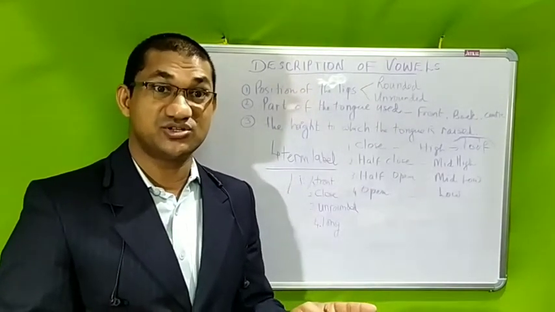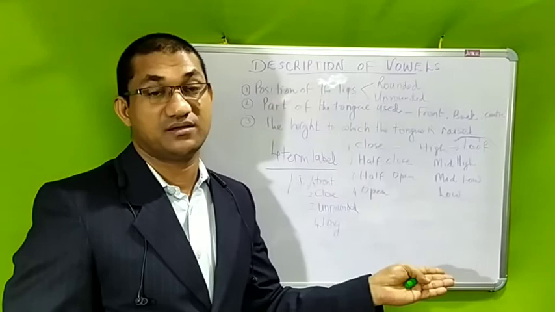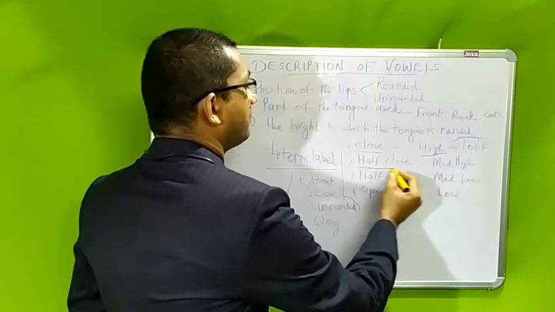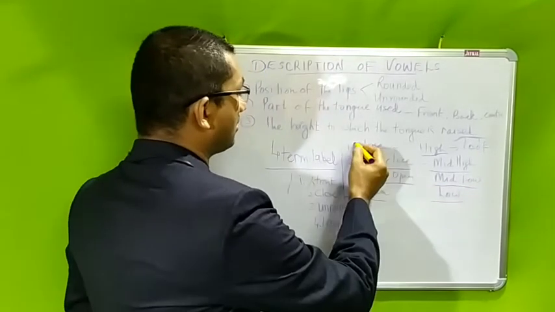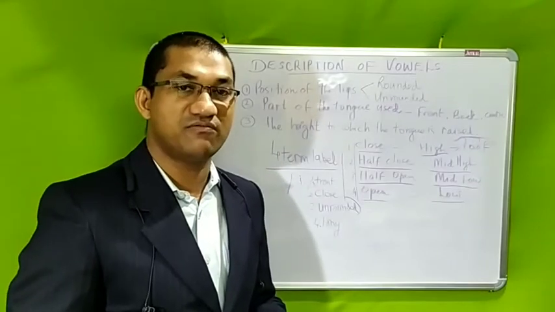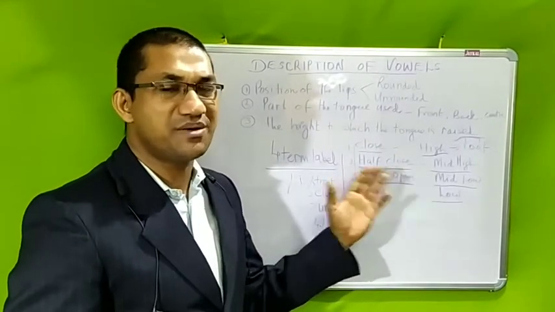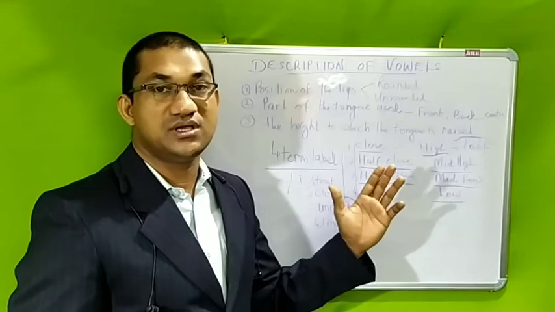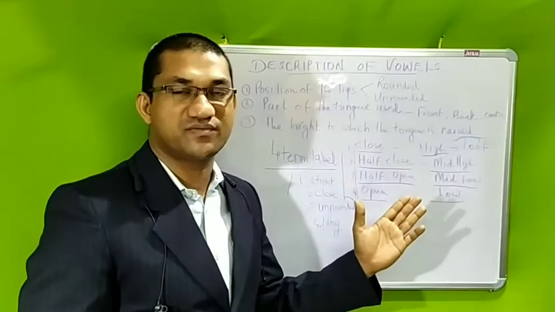So we describe vowels based on the position of the lips, rounded or unrounded; the part of the tongue that is used, front, central or back; and the height to which the tongue is lifted. We say a vowel is close or high, half close or mid-high, half open or mid-low, open or low. These are the four levels of height in the mouth cavity that decide the description of vowel sounds. Some people say close vowels, some say high; high and close are the same thing, the tongue at maximum height.